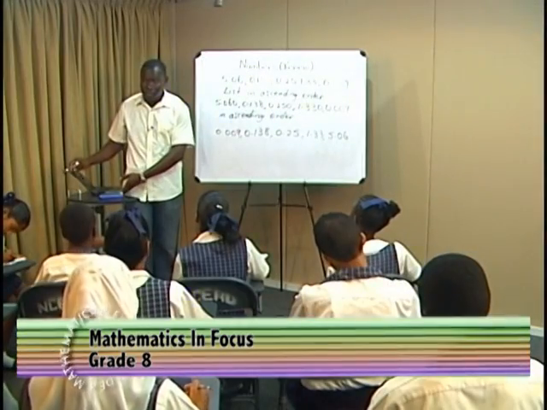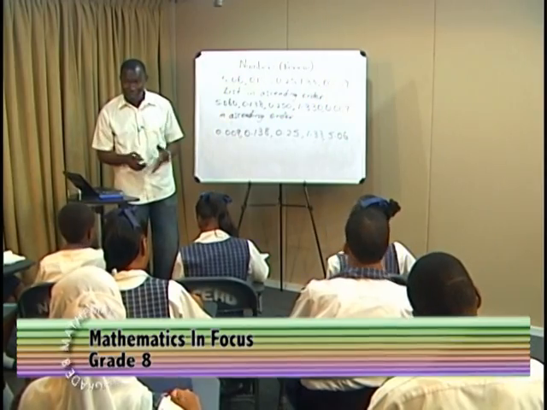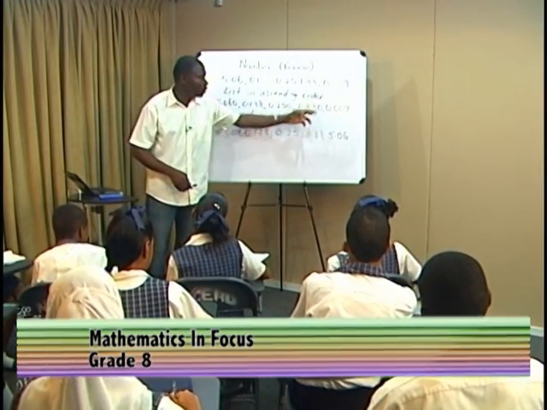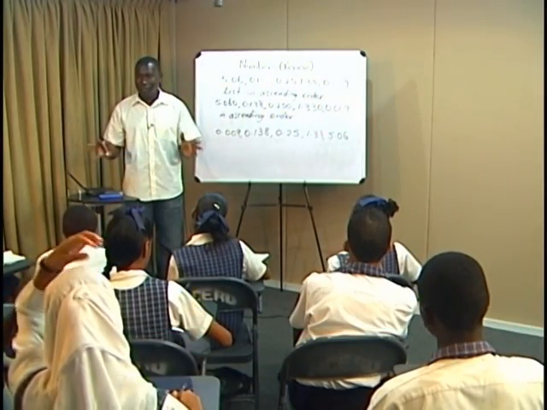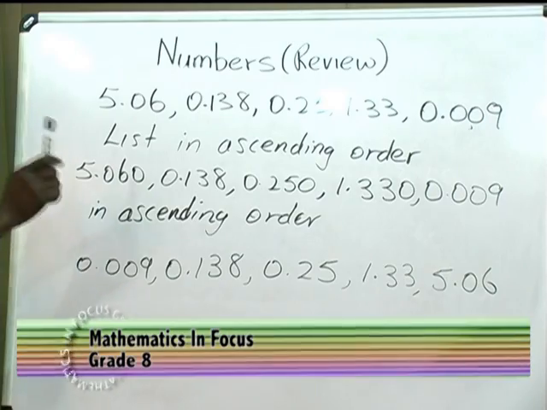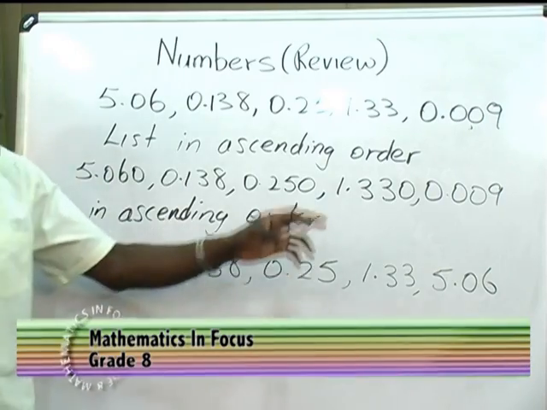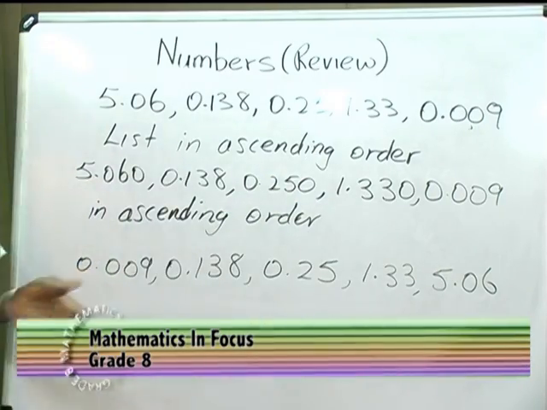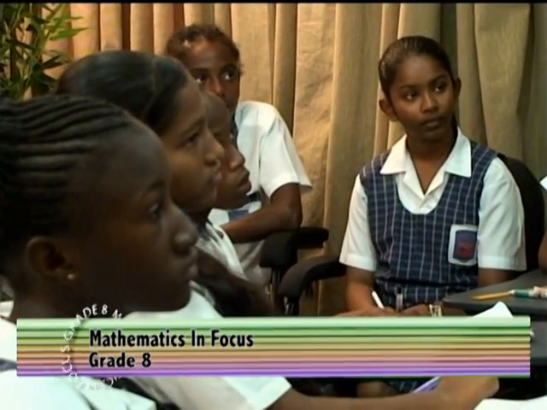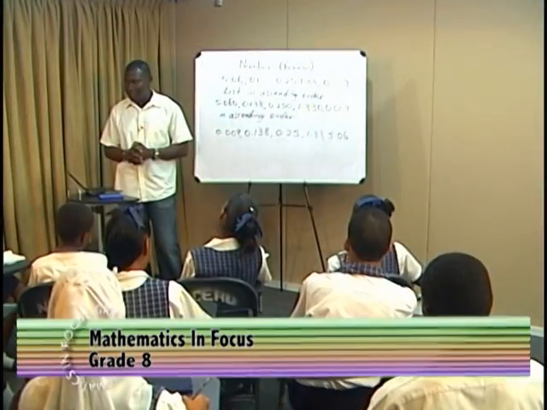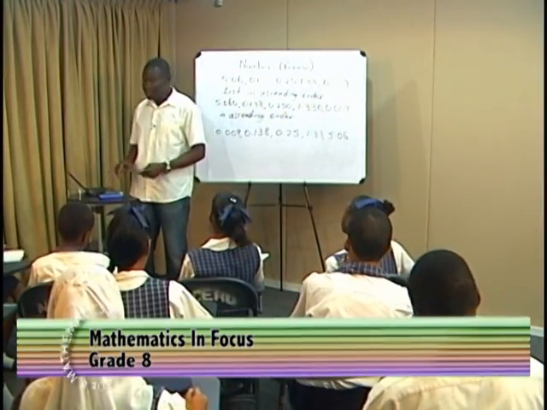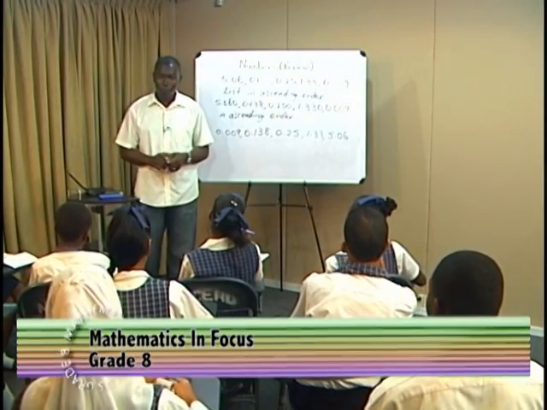So if it is fractions, we use the lowest common denominator. If it is decimals, then we write all of them to the same number of decimal places, and then just imagine the number had no decimal point, and just read it as what it looked like. 5,060, 138, 250, 1,330, 9, and that makes it very easy for us to identify which is smallest to which is largest. Are there any questions? You sure?